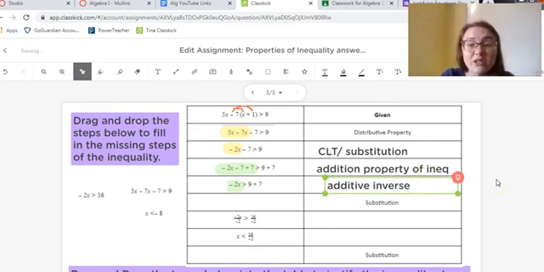Okay, why do I know it's additive inverse? Why is it not multiplication? Because look what we did. We added plus 7 on both sides, so it's additive inverse when it cancels out.